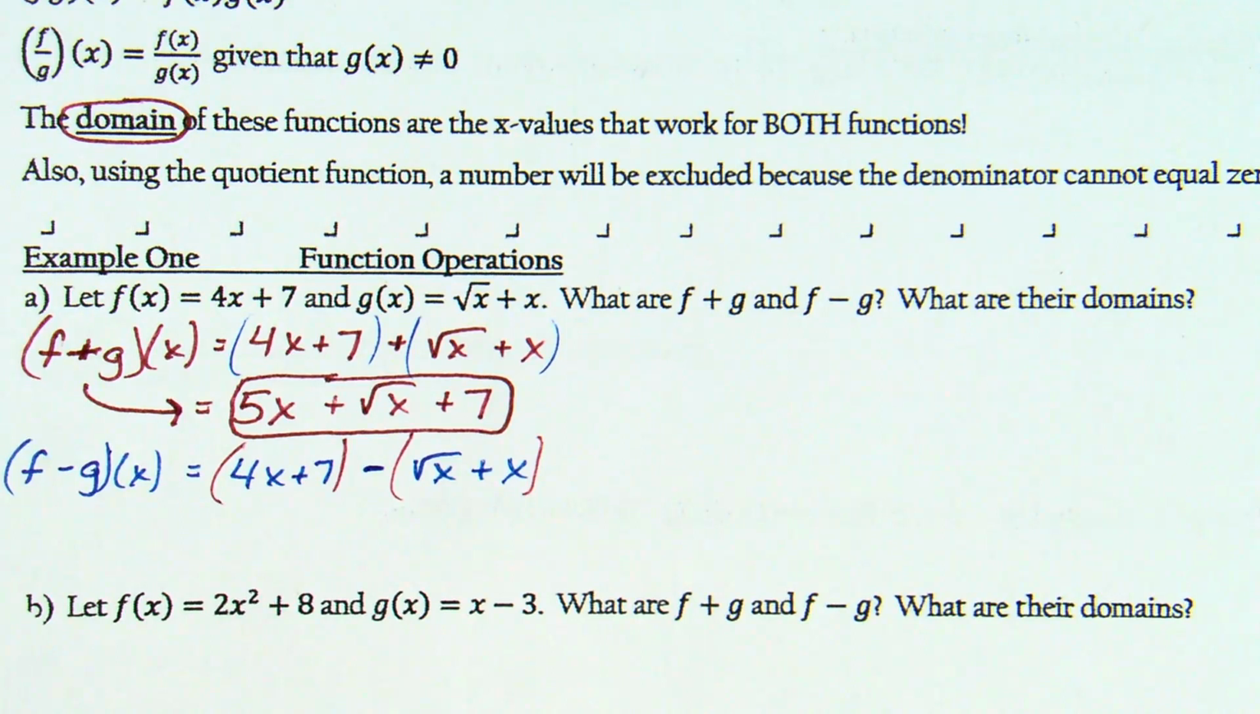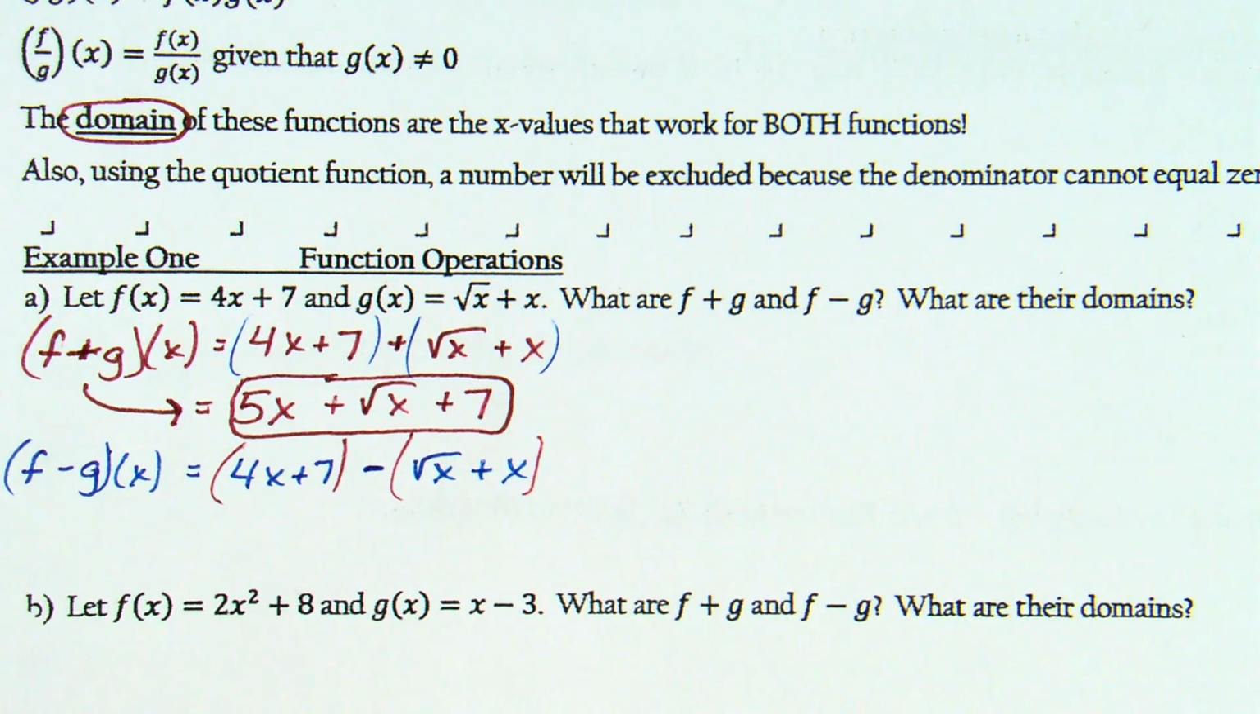Like terms. Right, but what does that subtraction sign affect? Everything that comes after it, right? Because we're subtracting that whole expression. So we're subtracting g of x. That means I'm subtracting square root of x, and I'm also subtracting x. So just be aware of that.